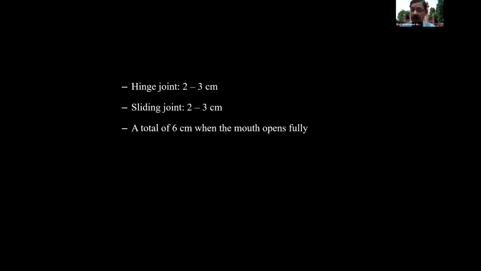Now, you know that it has a hinge joint which gives 2 to 3 centimeters and a sliding joint which gives 2 to 3 centimeters of opening. So overall, you have a 6 centimeter mouth opening, which is because of these two joints which work together.